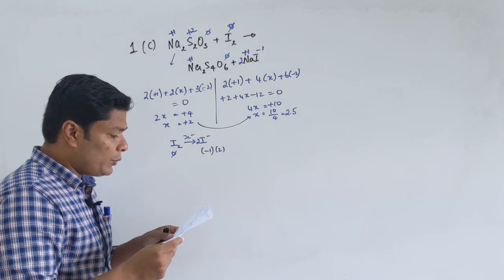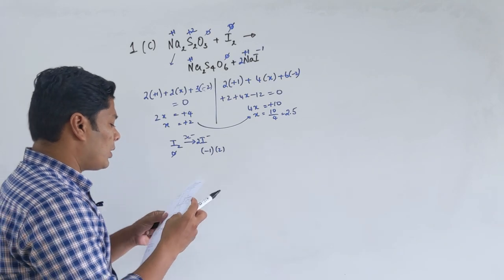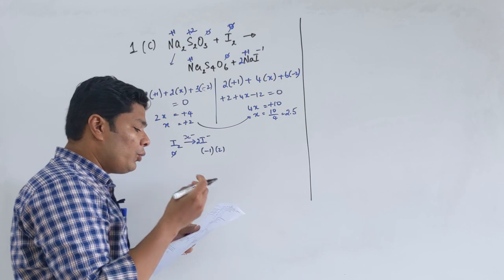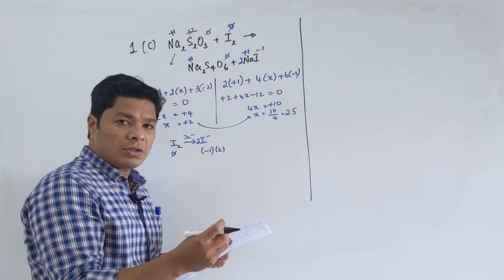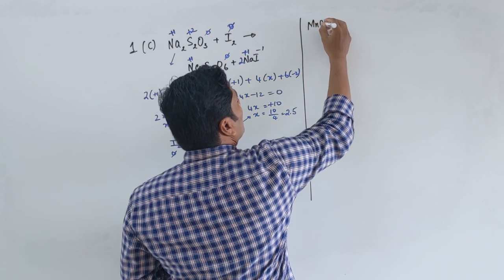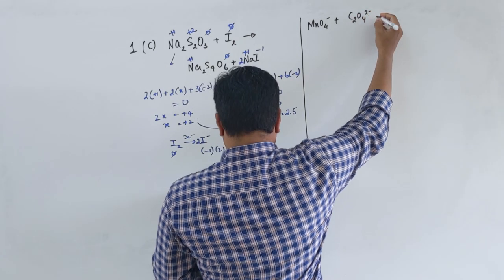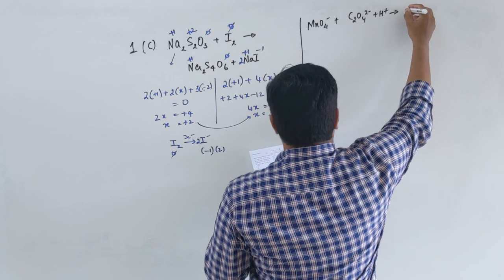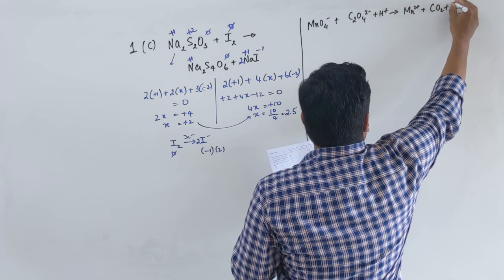Alright, question number 2. Okay, this is something that we can work on. And you want to remember this particular example in NEET, MnO4 oxalate. You want to remember that. So they have given you MnO4 minus plus C2O4 2 minus plus H plus giving you Mn2 plus plus CO2 plus water.